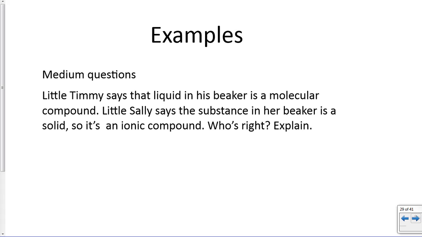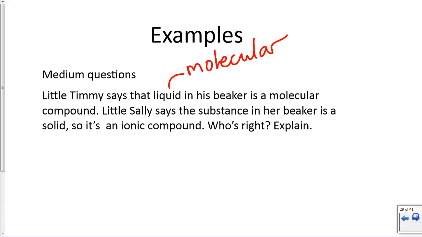What we have to look at here is, molecular compounds have what kind of bond? Stronger or weaker? It should be weaker. So, again, we're going to assume that it's at room temperature in this question. We would end up assuming that it should be a liquid. If it's a liquid, it can only be molecular. So in this case, little Timmy, I would say, is correct. Exactly.